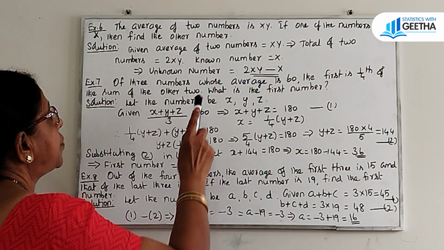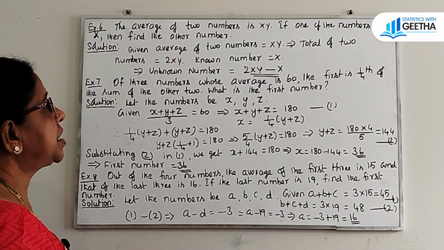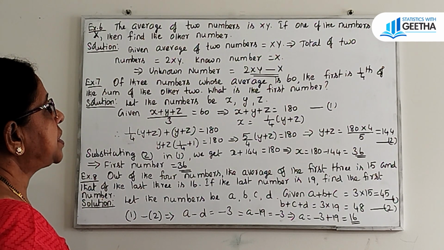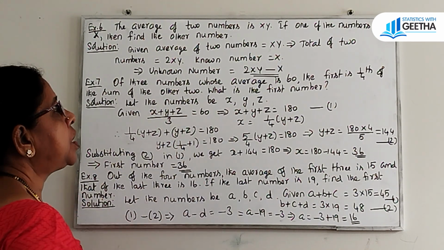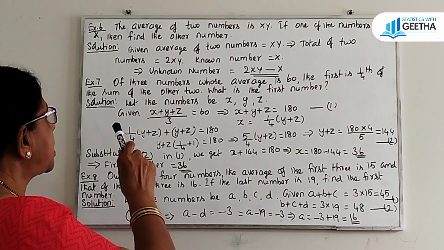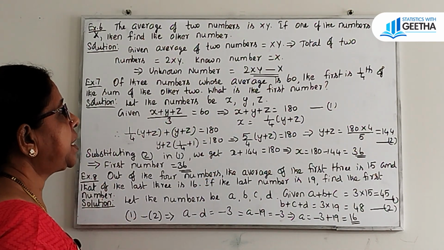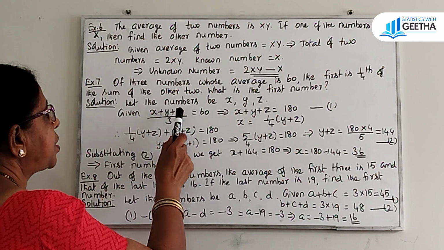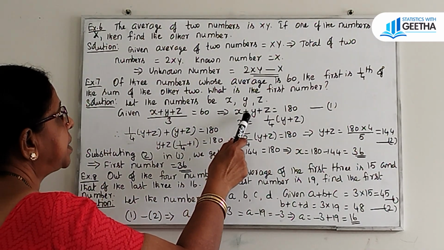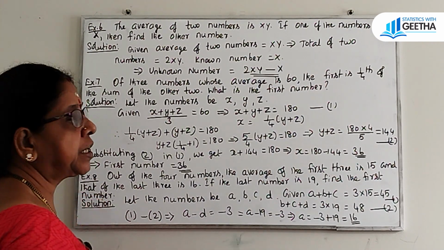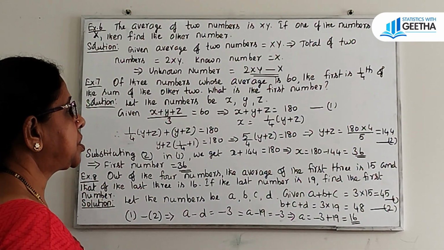Exercise number 7. Of three numbers whose average is 60, the first is 1 by 4th of the sum of the other two. What is the first number? So solution பாருங்க, let the numbers be x, y, z. Given (x plus y plus z) by 3 equal to 60, average 60 கொடுத்திருக்கோம். அப்போ that implies x plus y plus z equal to 180, that you can have it as equation number 1.